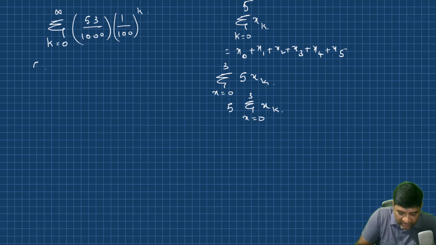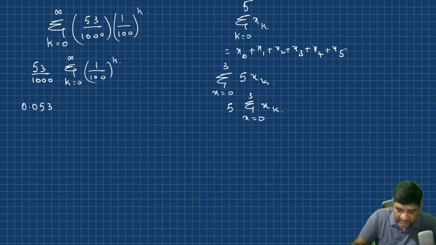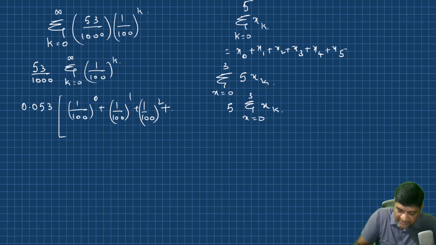I'm going to do that here. First, I'm going to take out the constant, which is 53 by 1000, and then write summation k equal to 0 to infinity of 1 over 100 raised to the power of k. Now 53 by 1000 is nothing but 0.053, and here I'm going to write this as 1 over 100 raised to the power of 0 plus 1 over 100 raised to the power of 1 plus 1 over 100 raised to the power of 2, and this will continue till infinity.